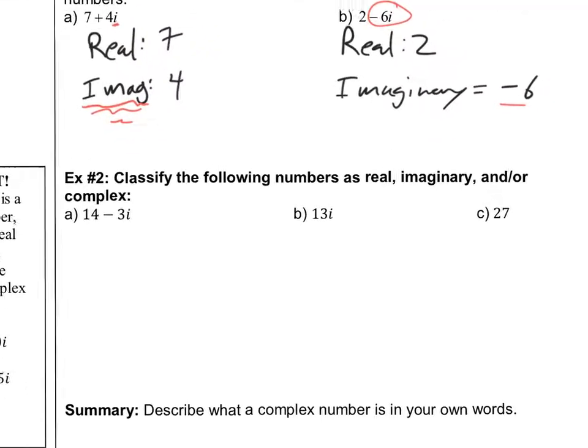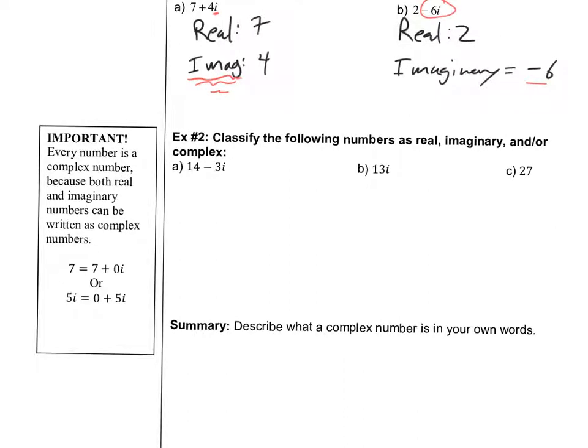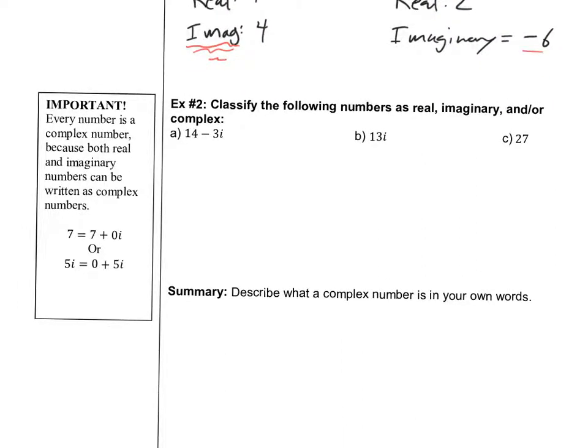That's it, okay? Now, the next part is going to ask us to classify the following numbers as either real, imaginary, and or complex. Now here's the deal. If you read over here, it says every number is a complex number. So you're always going to say complex. And the reason why is you could have the imaginary be 0, and that's just like saying 7. Or you can have the real be 0, and that's just like saying 5i. So both of these are complex numbers. So that means no matter what, it's always going to be complex. You're never not going to click complex, okay? Always, always, always. Then you just have to determine if it's also just real or also just imaginary.